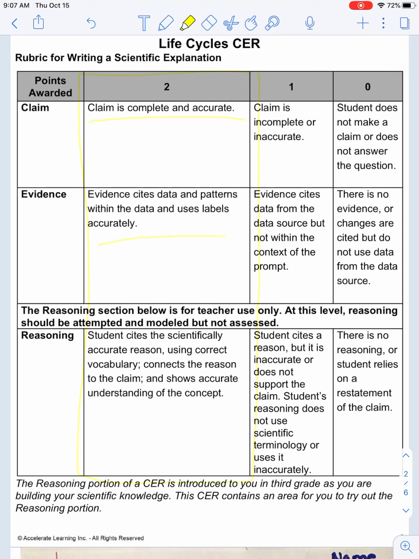Our evidence will need to have data or patterns in it, and we need to make sure we're labeling things correctly if we need to identify certain things. And lastly, our reasoning. We need to make sure that our answer is correct and that we use vocabulary words. That's very important. You have to use vocabulary words that you've learned so far, and that we're connecting our reason to the claim, okay? We also have to show that we understand what we're talking about.